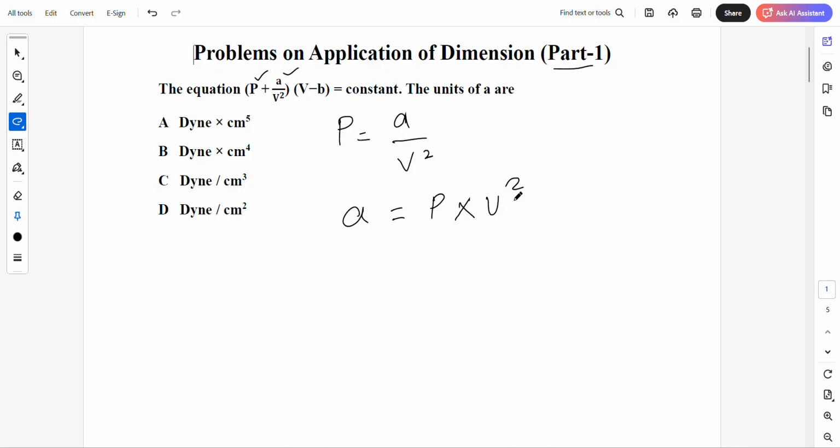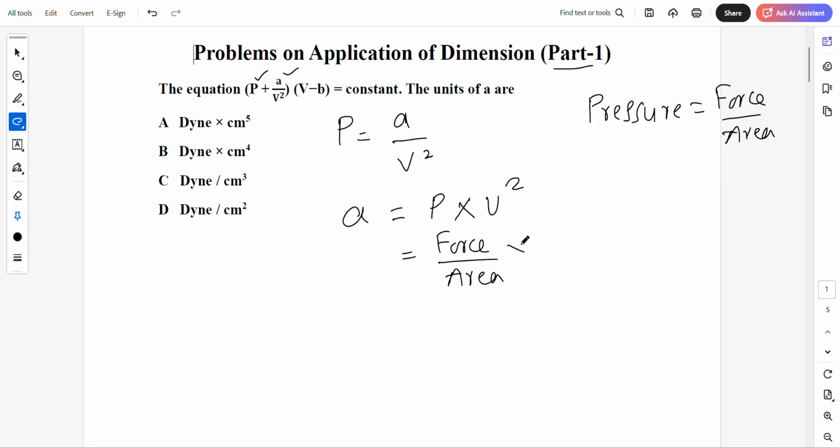What is p? p is nothing but pressure. Pressure is equal to force by area. That is force by area, into what is v? v is volume, the whole square. What is the unit of force?